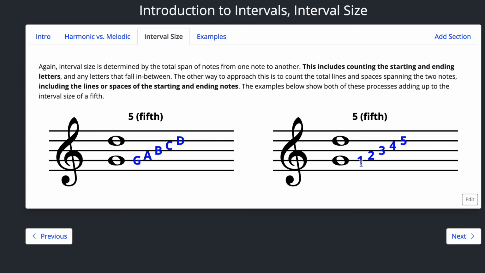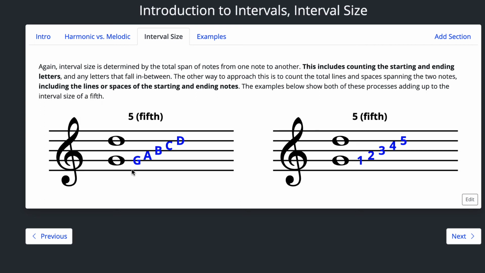Now it might be easier to just count total lines and spaces. So 1, 2, 3, 4, 5. So this note, this G, starts on a line. Then we have to cross a space, a line, a space, and then arrive on a line to get to the next note. So that's a total of 5 lines and spaces. That also gives us the same result, which is a fifth, right? 5 notes apart makes the interval size a fifth.